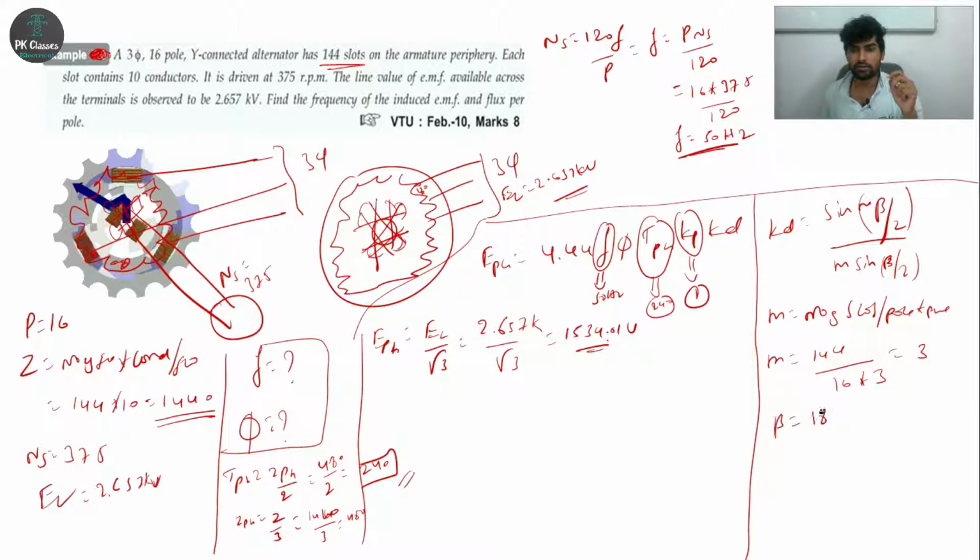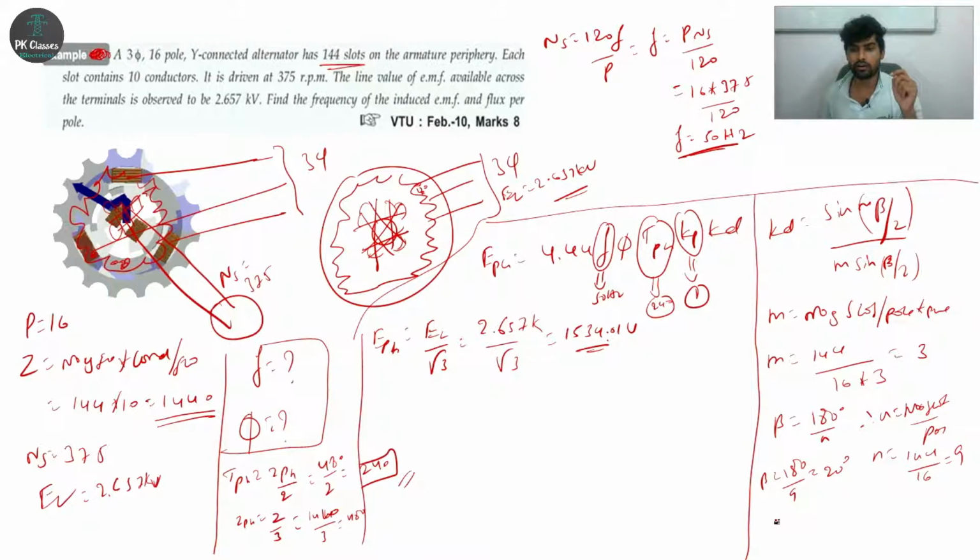Beta is equal to 180 degree by n. We don't know n, so n is equal to number of slots per pole. That is n is equal to 144 divided by poles, which is 16. We will get 9. So beta is equal to 180 divided by 9. We will get 20 degrees.